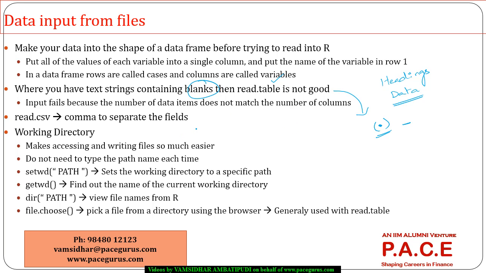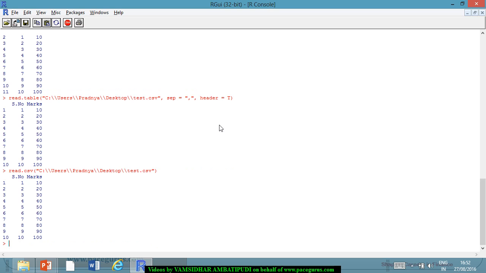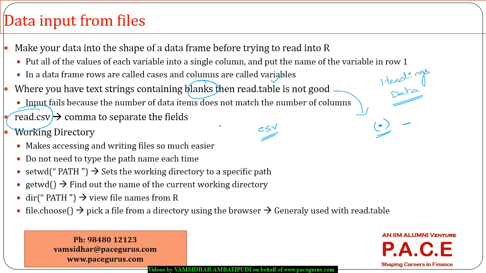But if my data is in the form of a spreadsheet, in the form of a CSV file, sometimes it's better to go with read.csv, which is executed in the same way, right? If you see here, I can use read.csv, just specifying the path of the file, nothing else. It will simply read the data. So read.csv is more sophisticated if you are trying to read the data from a spreadsheet or from a CSV file rather than using read.table.